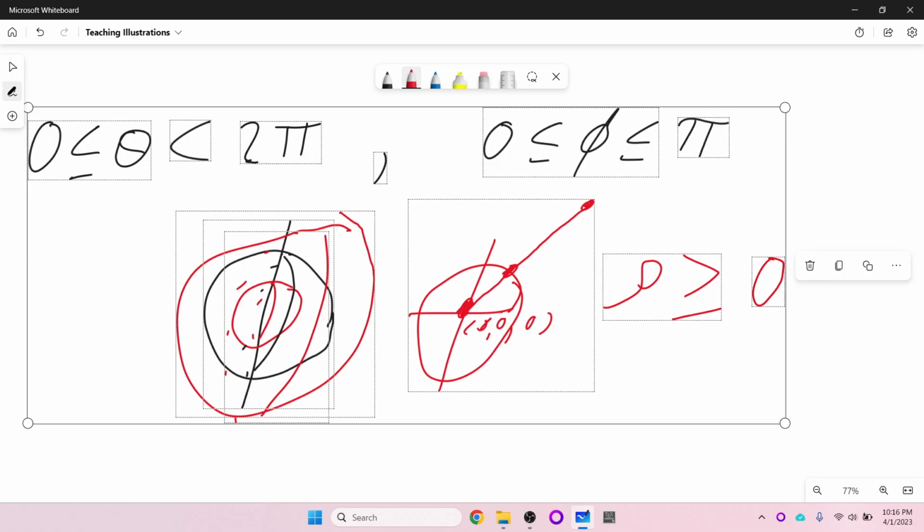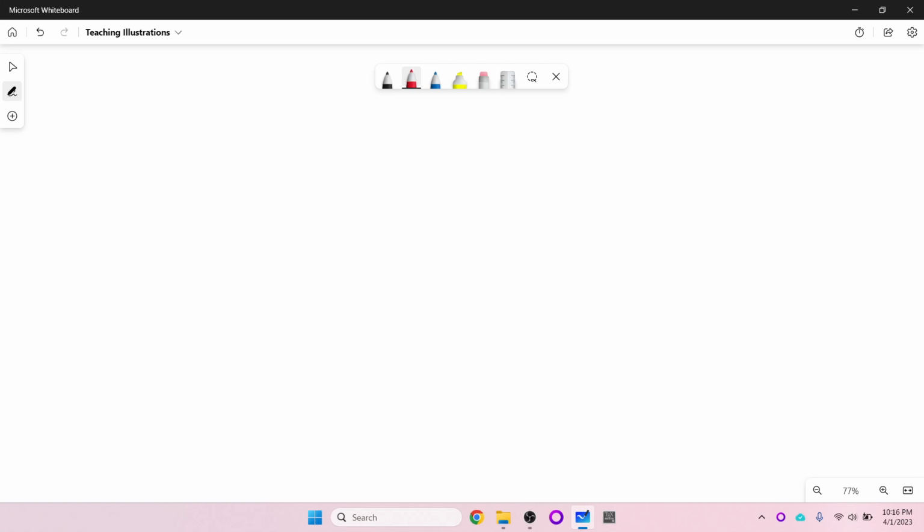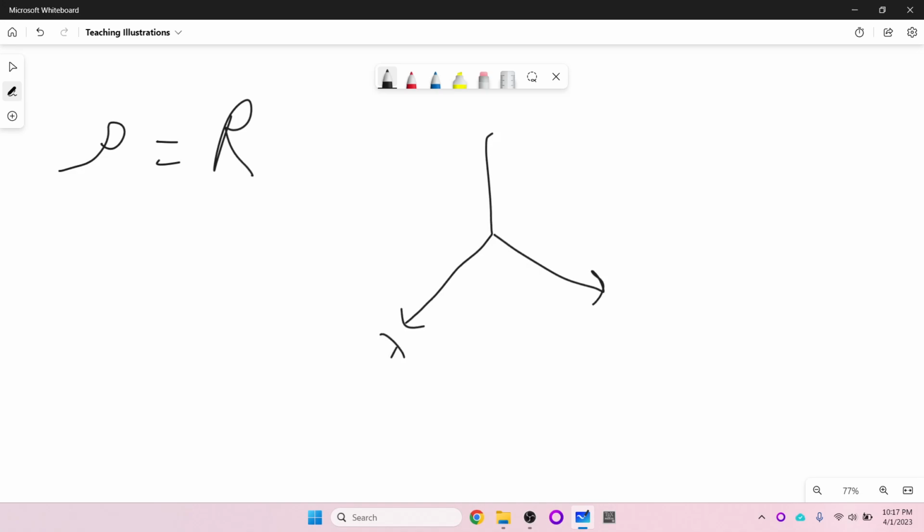All right, so with that said, we should explore what it looks like if we fix some of these values, like we did in the last case. So, what if rho is some constant capital R? Well, that means it's the set of all points whose distance from the origin in 3D is the same. Hopefully, it occurs to you that this is the definition of a sphere.